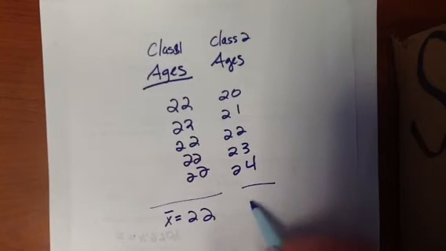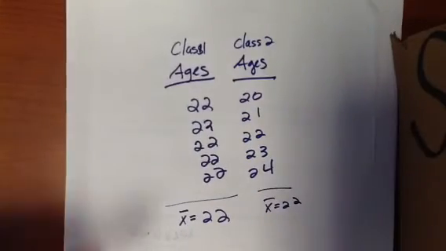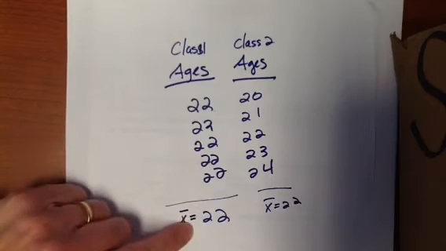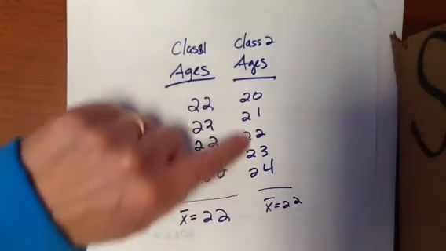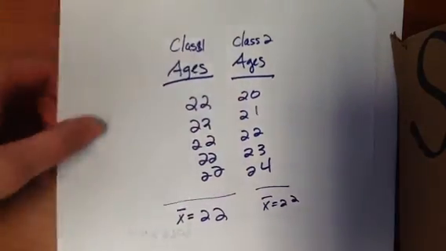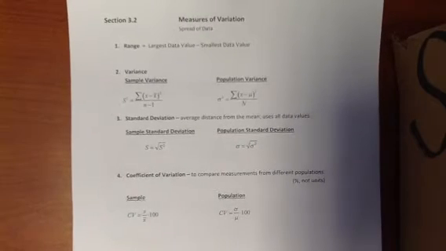Okay, their average is also 22, but what's different about these two sets of data? Okay, there's no variability in the ages here. Same mean or average or measure of central tendency. This one has a different measure of variability that we will talk about and calculate. So there are some different measures of variability. So we need both the measures of central tendency as well as the measures of variability to describe our data.